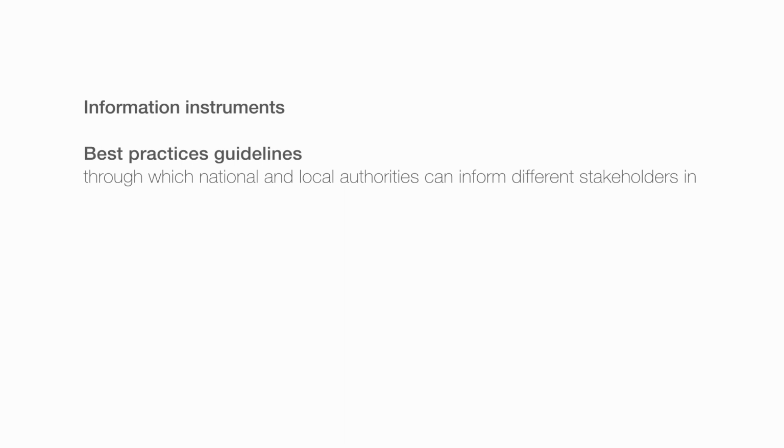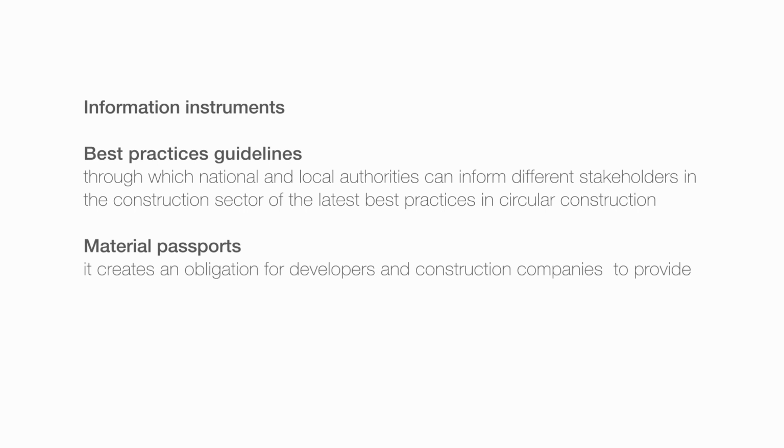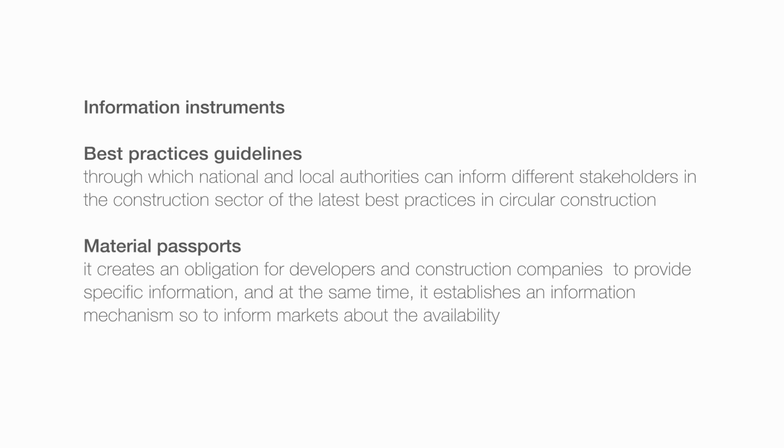to shorten supply chains. Finally, under information instruments, one may find best practices guidelines through which national and local authorities can inform different stakeholders in the construction sector of the latest best practices in circular construction. And, once again, material passports, which shows the versatility of some tools. As a material passport is implemented, it creates an obligation for developers and construction companies to provide specific information. And, at the same time, it establishes an information mechanism which informs markets about the availability of secondary resources.